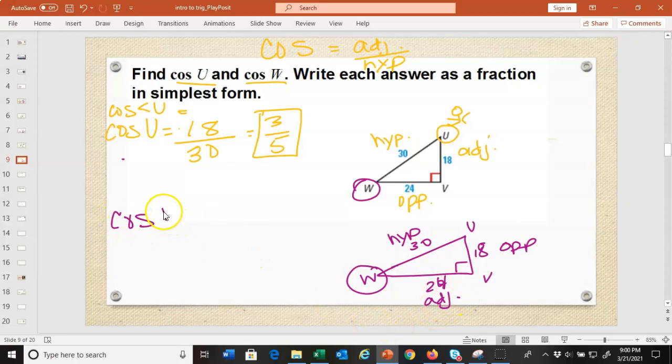So cosine of W, remember, is adjacent over hypotenuse. So once you have it labeled, you're just picking the numbers off of it. And this can also be reduced, right? This is 4 over 5 by 6. Yeah, 6 into 24 and 6 into 30. There we go. So this is a 3, 4, 5 triangle, a multiple of.